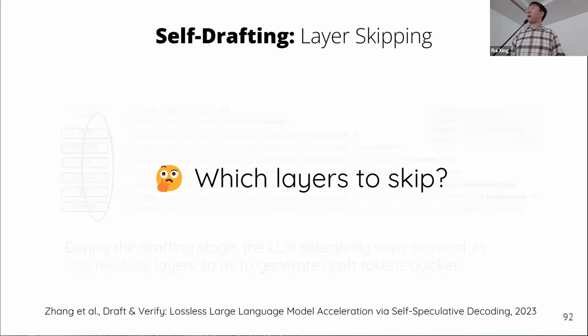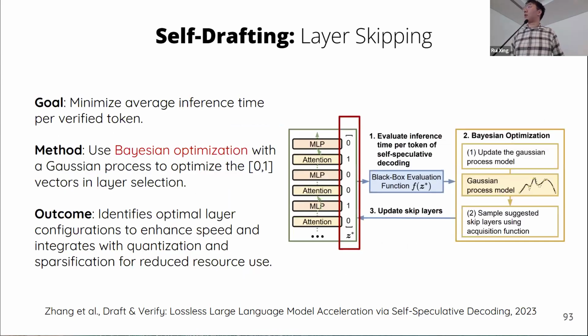So we should be curious which layers to skip, because there are so many layers. We can skip maybe every layer, but then you cannot generate every meaningful token. So here, the authors of Draft & Verify use a black box evaluation function and Bayesian optimization to optimize layer selection. It models the layer selection as, for each layer, one binary vector corresponding to whether to skip this layer.